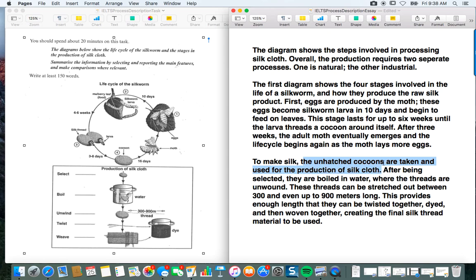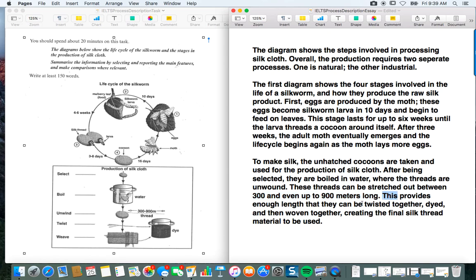All right, so again, overall. After being selected, so again, this part here, I'm connecting it, all right? They select the cocoon. After being selected, they are boiled in water where the threads are unwound. So you see here, I unwind them. That's right here. Boiled and unwound. These threads can be stretched out between 300. So again, I take the data here and I just write it out.